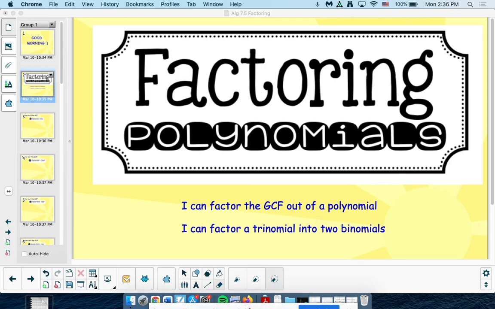So you should be in that yellow flip book, right? That looks like this. Today, we are going to do the first two flaps: greatest common factor and factoring a trinomial. So we're still working with our polynomials, you guys.